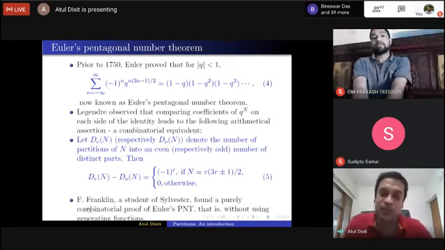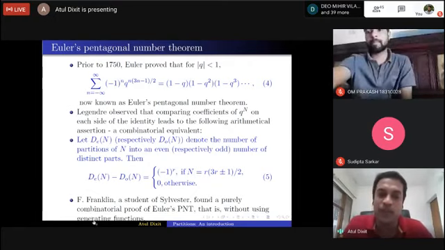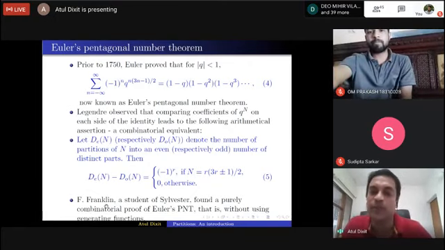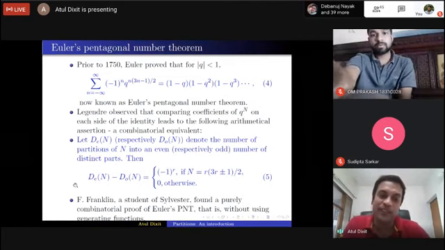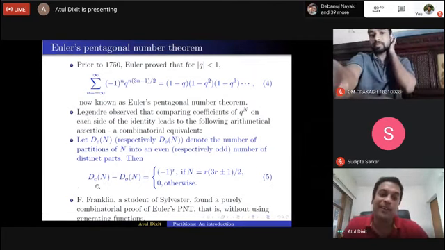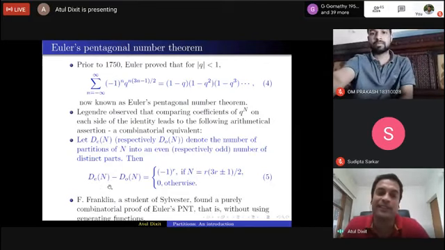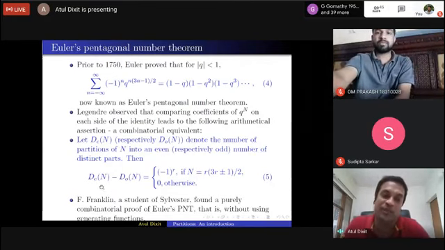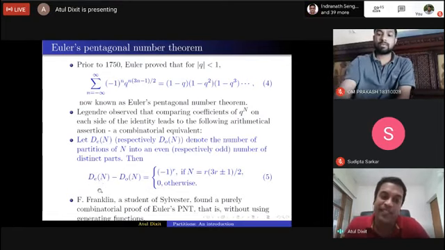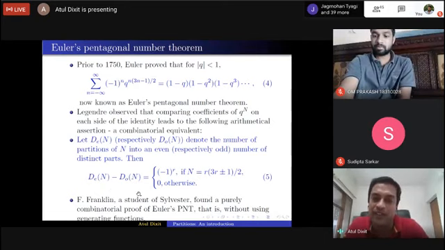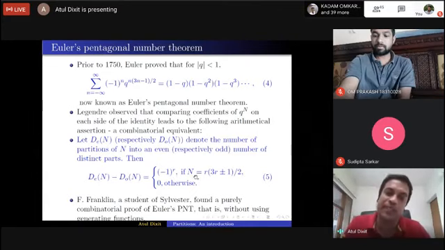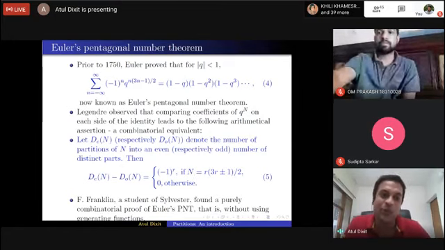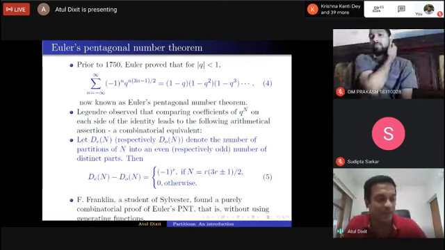So Franklin, a student of Sylvester, found a purely combinatorial proof, that is without using generating functions, without using any analysis. What he did was, he found a way, which you cannot call a bijection, but you can call it an almost bijection between the set enumerated by dE of n and the set enumerated by dO of n, because they are almost always equal. So almost always their cardinality is the same, in which case you have an actual bijection, but it's not true when capital N takes this form. So this is how he proved this, and I would like to give a proof of this because it's quite interesting.